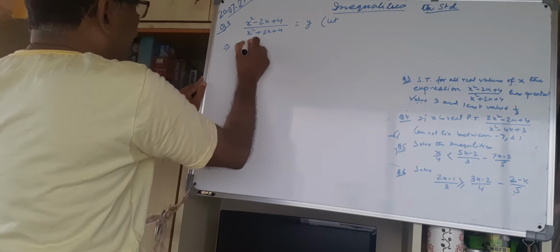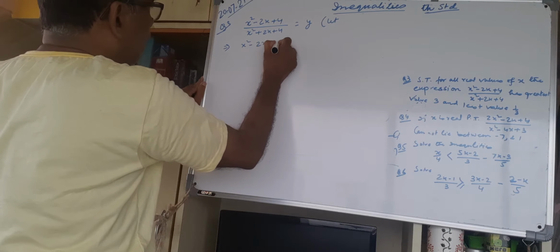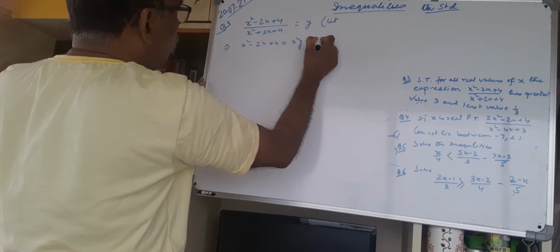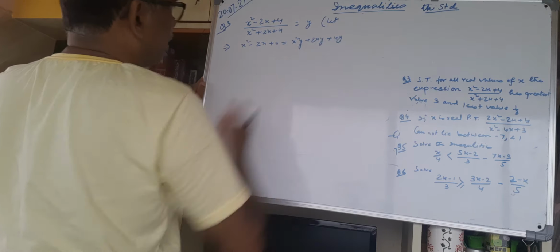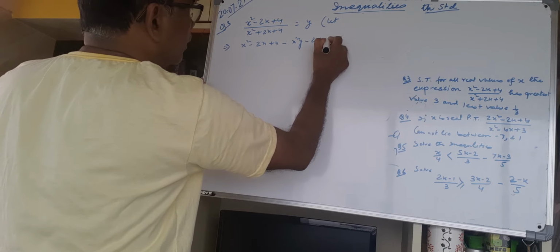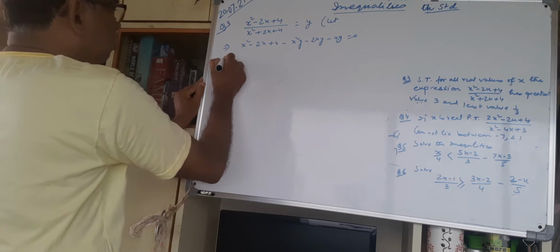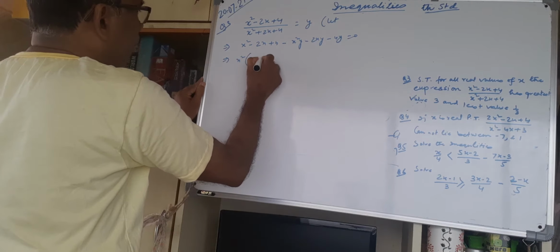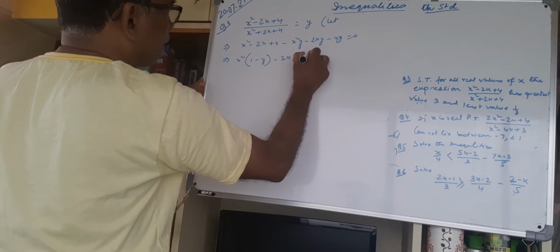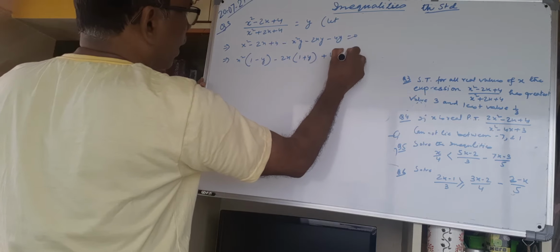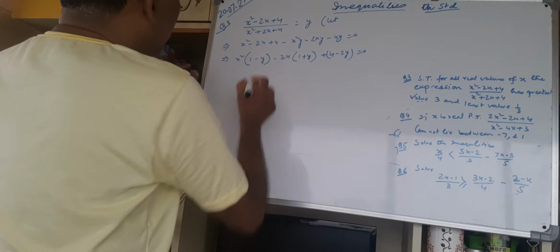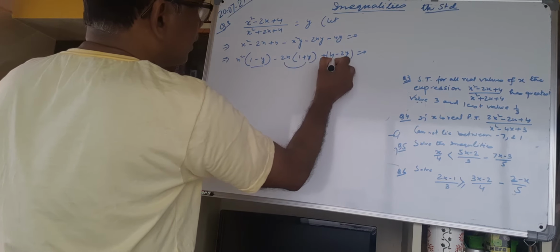This implies x² - 2x + 4 = x²y + 2xy + 4y. Coming to the left hand side, this should be minus, this should be minus, this should be minus, equals 0. Now x²(1 - y) - 2x(1 + y) + 4 - 2y = 0. This is a quadratic second degree equation of x. This is A and this is B and this is C.